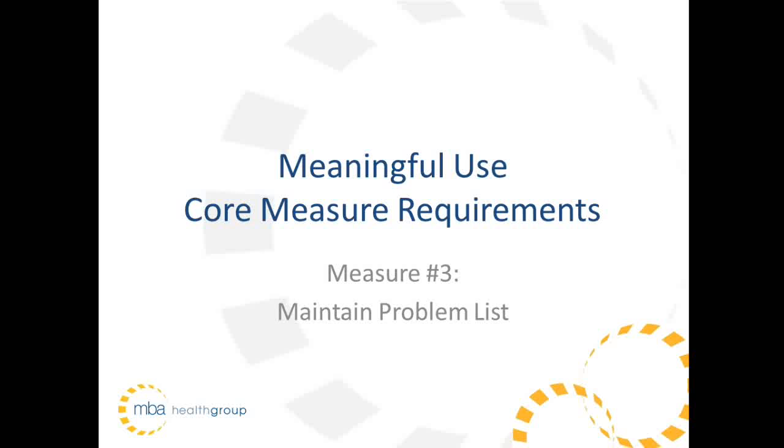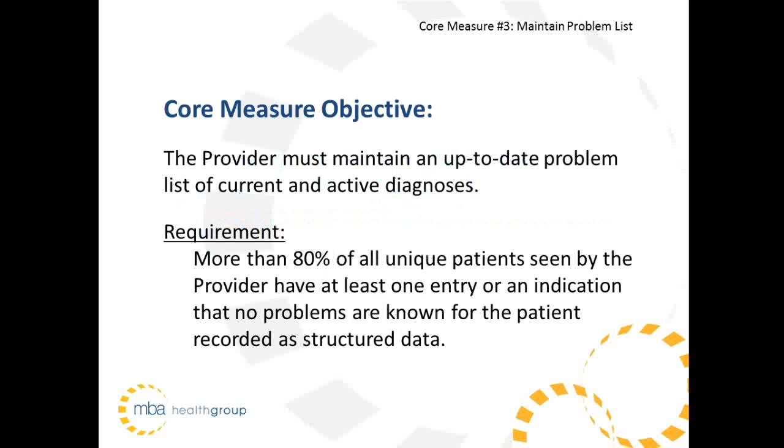Meaningful Use Core Measure number 3 is Maintain Problem List. The objective of this measure is for providers to maintain an up-to-date problem list of current and active diagnoses. To meet this measure, more than 80% of all unique patients seen by the provider have at least one entry or an indication that no problems are known for the patient recorded as structured data.